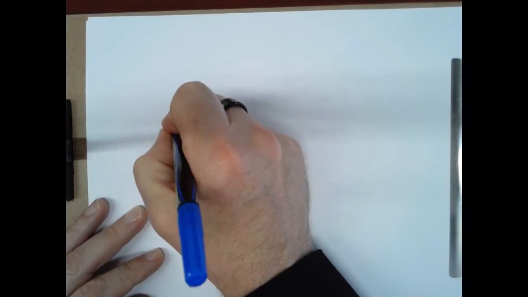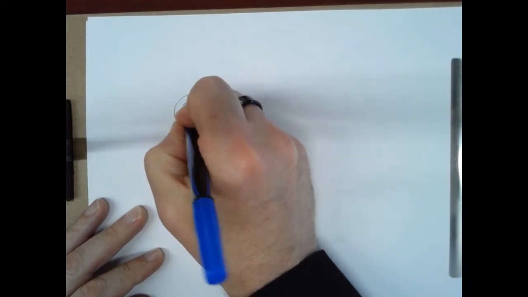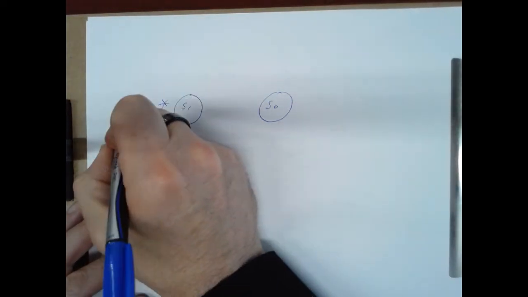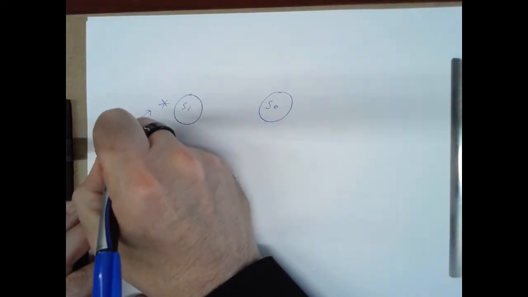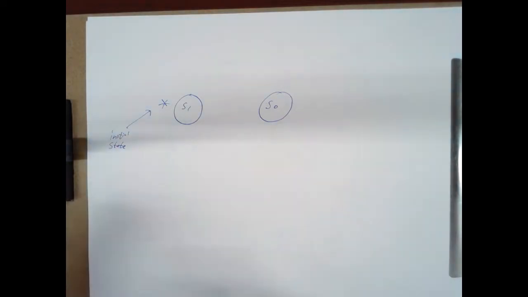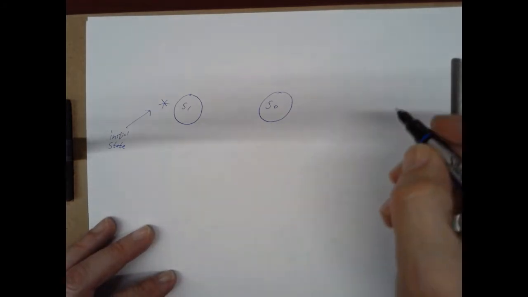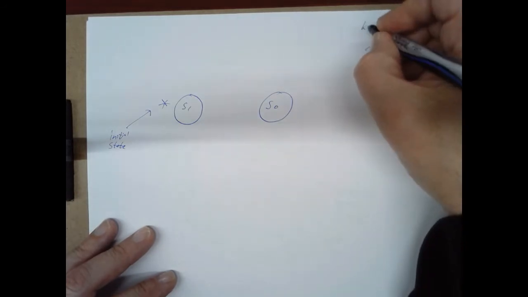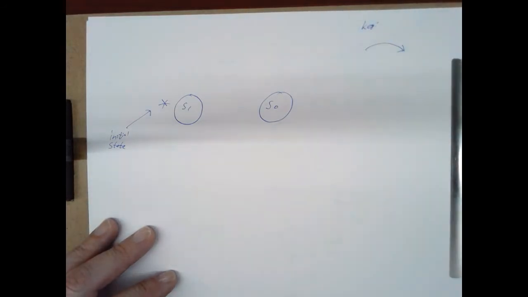All right, let's look at another machine and see what this does. So this is going to be a machine with 2 states, state S1 and state S0. And I'm going to put a star here, and the star means this is the initial state. So this is the state the system begins in. And I'm going to have a key for what's happening here.